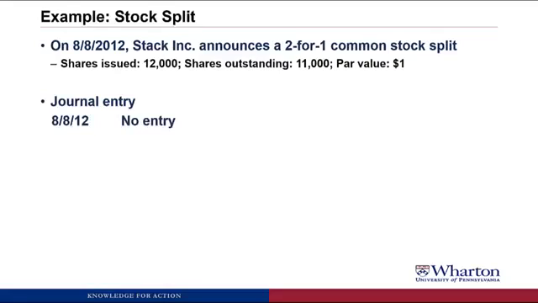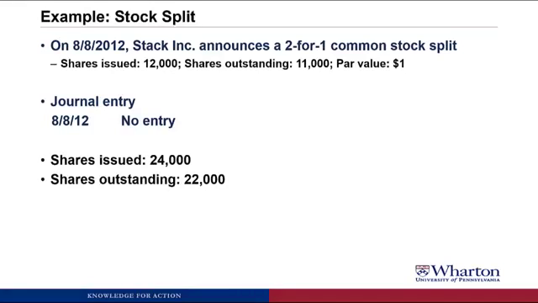Trick question, there is no journal entry. All we do is adjust the number of shares issued, where now there's going to be 24,000 shares issued instead of 12,000. There's going to be 22,000 shares outstanding instead of 11,000. And the par value is going to drop from $1 a share down to 50 cents per share.